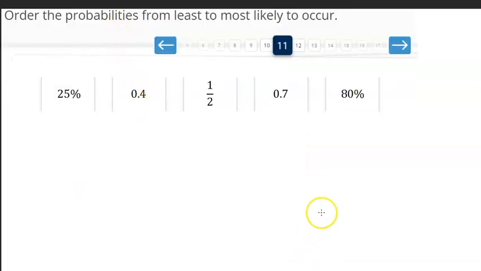The last example I'm going to show you, which comes from question 11, is: order the following probabilities from least to most likely to occur. In other words, from lowest to highest. Now just be careful with this question, because sometimes the question might say from most likely to least likely, so you've got to do the reverse. I've seen students fall into the trap where they just think it's always lowest to highest.